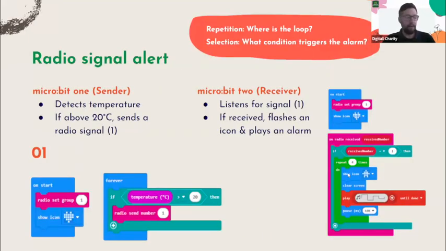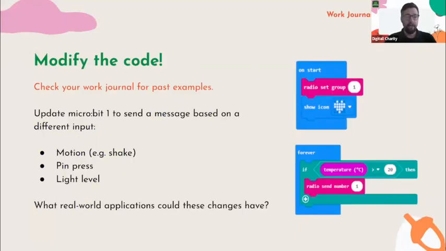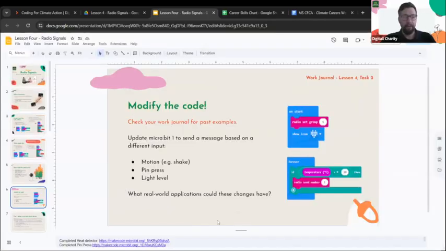Okay, so what you might have noticed as well is that if microbit 2 receives number 1 and sets an alarm off, actually we could use that in multiple scenarios. And if we just amend microbit 1's code, we can have the receiver triggered by different things. So how can we change microbit 1's code so that when it shakes, it will set the trigger off on microbit 2, or we press a pin, it triggers microbit 2, or the light level goes over a certain level, it could trigger the alarm going off as well. Okay, so we want to modify the code to do that.